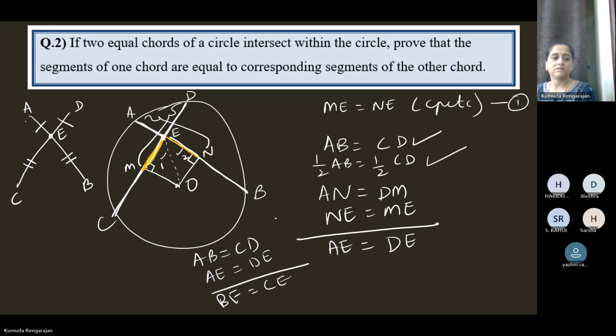Okay. So what is half of AB? Half of AB is AN. And what's half of CD? Half of CD is DM. Why did we write those portions? Because we have ME equal to NE, right? So the extension of ME is MD, right? And the extension of NE is AN. So we want to write those segments. This is written very consciously.